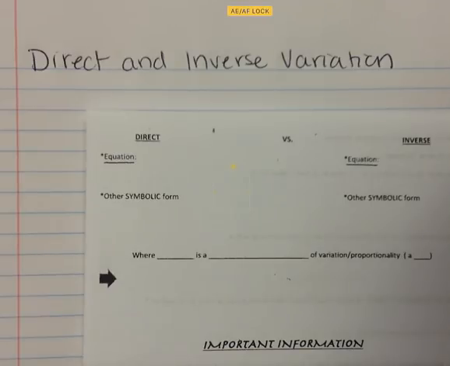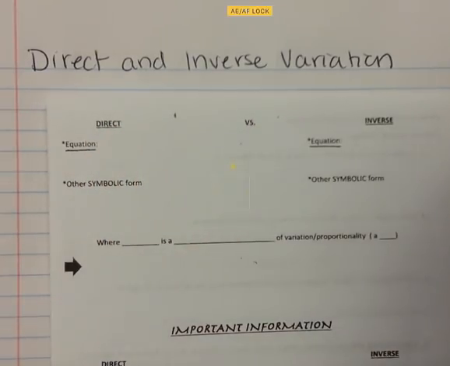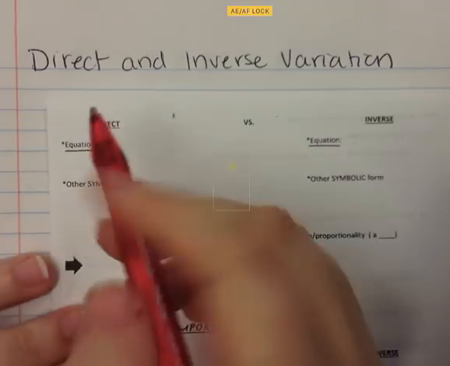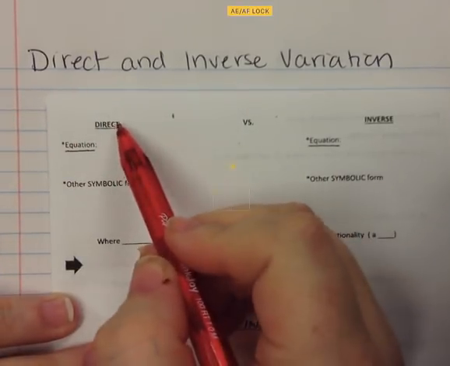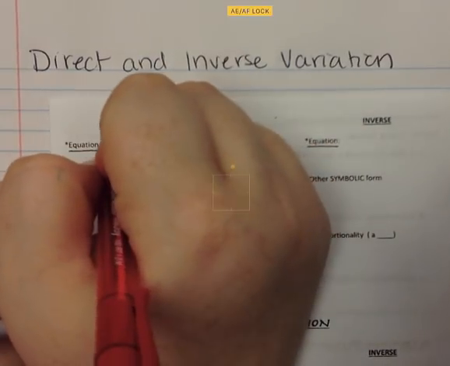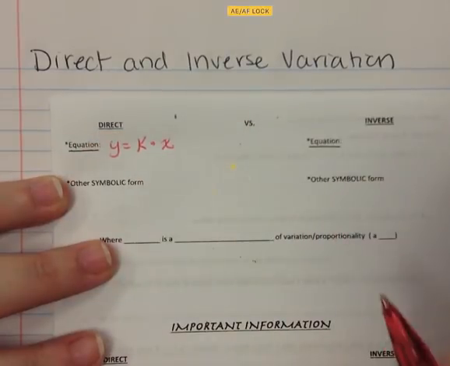This video is explaining direct and inverse variations. Direct variation versus inverse variation, they are inverses of each other, so they are the opposite operations. So the equation for direct variation, direct also means that they are directly proportional. The equation for direct variation is y equals k times x.